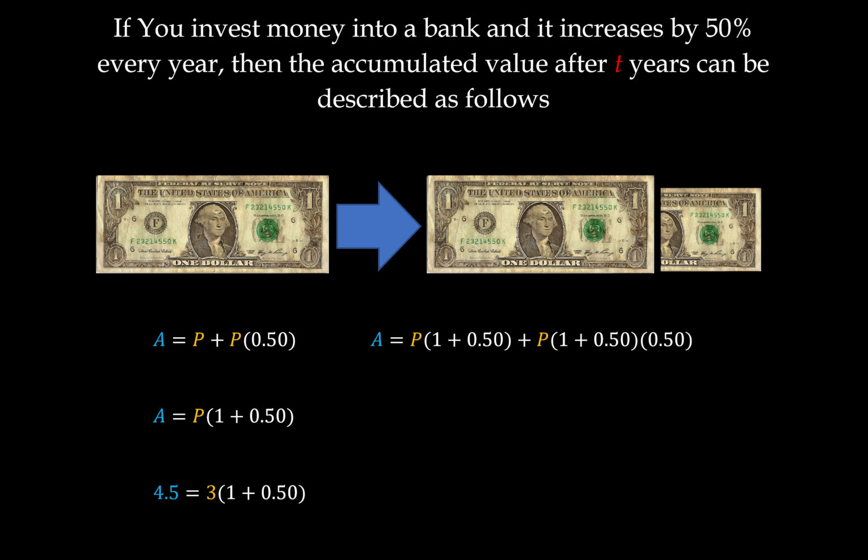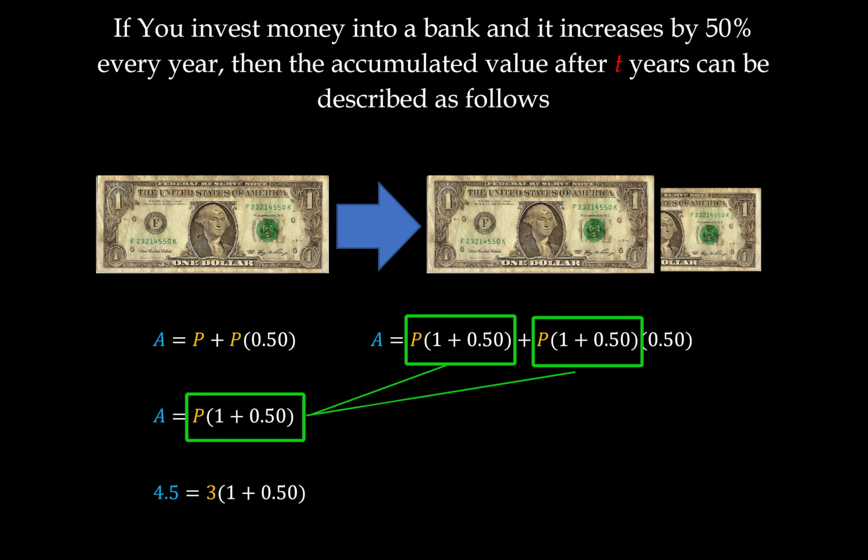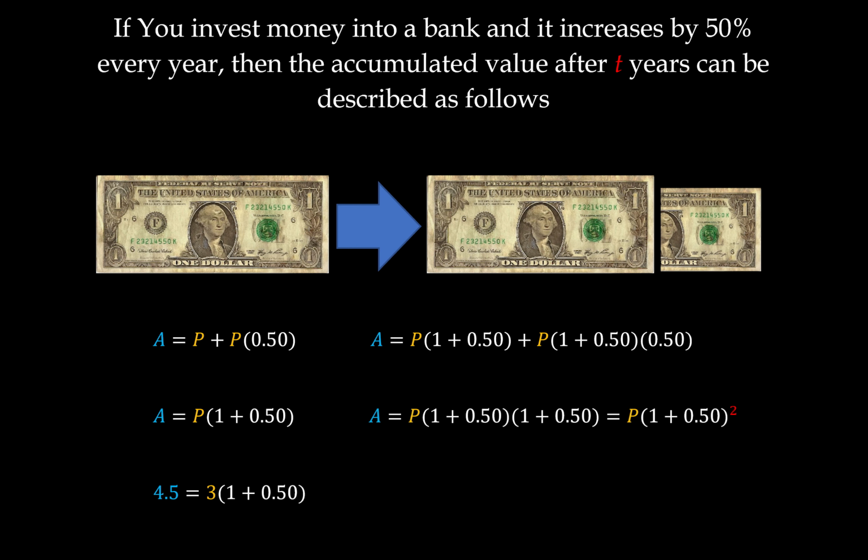After 2 years, my account will equal the value I had at the end of year 1 plus 50% of the value I had at the end of year 1. If I factor out the amount from the end of the first year, I can simplify my equation to my initial investment times 1 plus the interest rate raised to the second power. Thus, my ending balance at the end of year 2 will be $6.75.